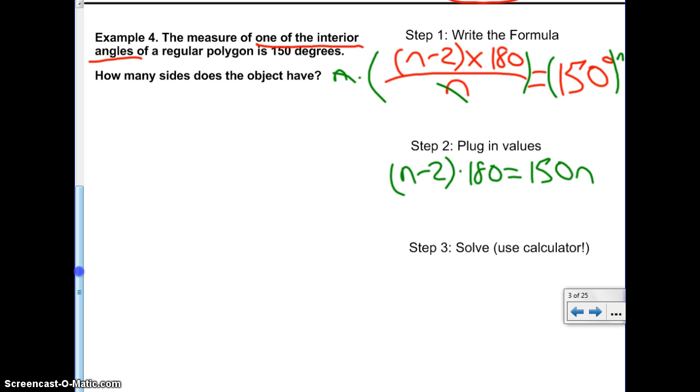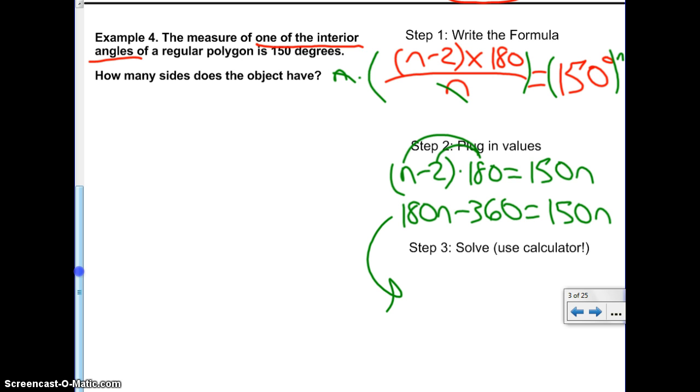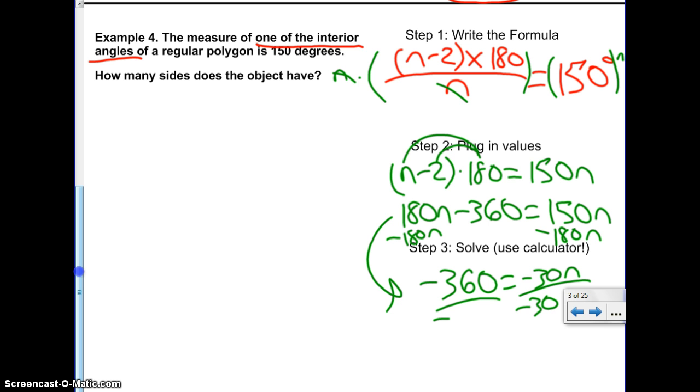This is going to look a lot like number 2, the problem we did before, where you have to distribute to get rid of those parentheses. So you end up with 180 times n minus 360 equals 150n. And then we have to get our n's on one side. So we'll subtract 150n from both sides, and you end up with negative 360. Keep track of your signs. Negative 30n. Divide by negative 30 on both sides. And you're going to get a final answer of, what is that, 12? Does that sound right? I think it sounds right.